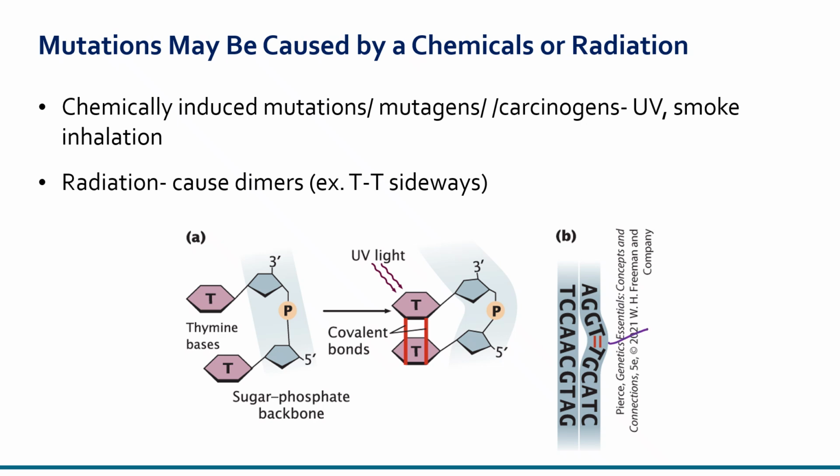Also, this is going to interrupt transcription, because RNA polymerase isn't going to be able to recognize this either. So we won't be able to get a messenger RNA from whatever this particular gene is, which means we're not going to get the appropriate phenotype.